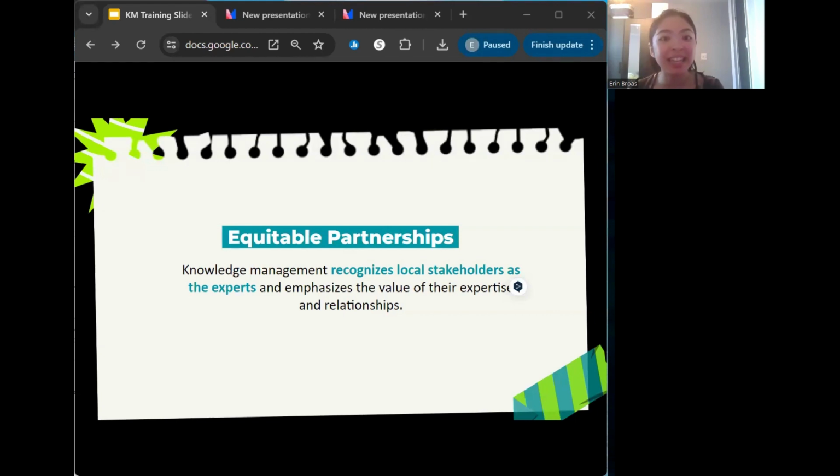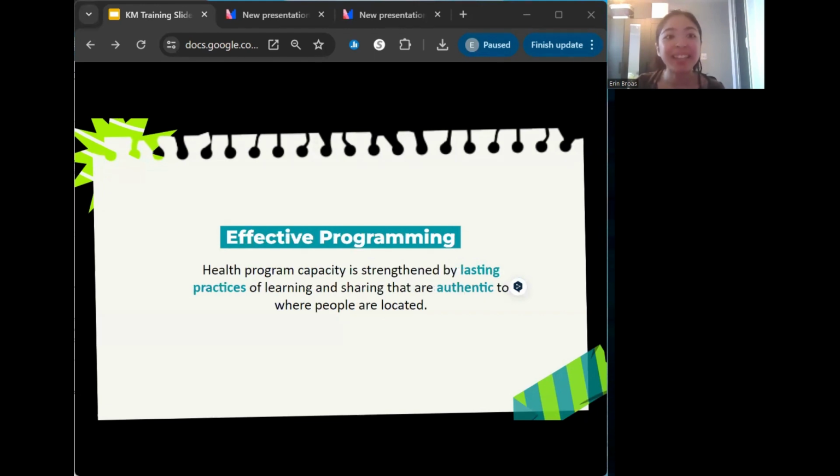In terms of facilitating equitable partnerships, knowledge management recognizes local stakeholders as the experts and emphasizes the value of their expertise and relationships. And then lastly, effective programming. Health program capacity is strengthened by lasting practices of learning and sharing that are authentic to where people are located.